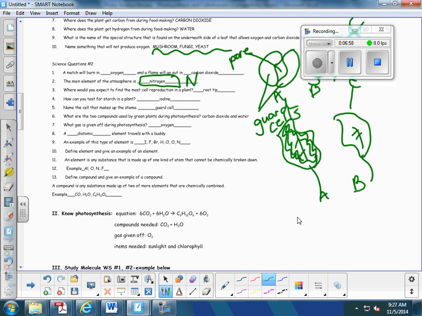On the underside of the leaf. Remember I talked about if you took Vaseline and you put Vaseline on the underneath side of the leaf, it would be like putting Vaseline up your nose, and that leaf would die because it would no longer be able to breathe.